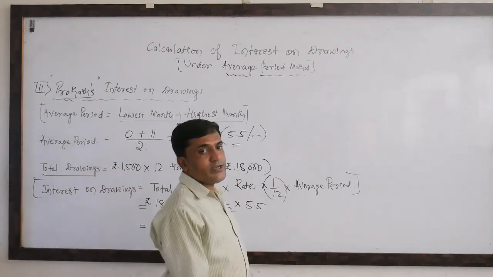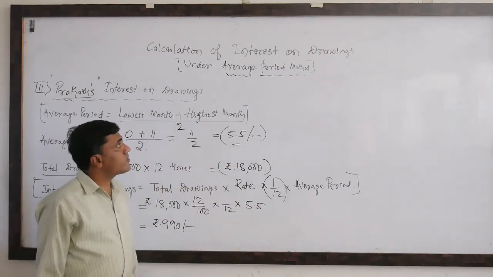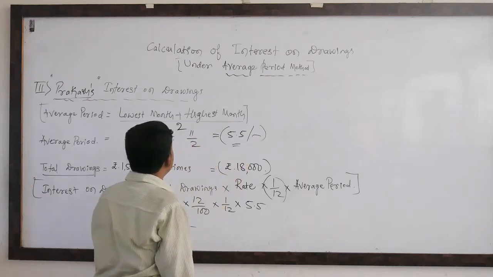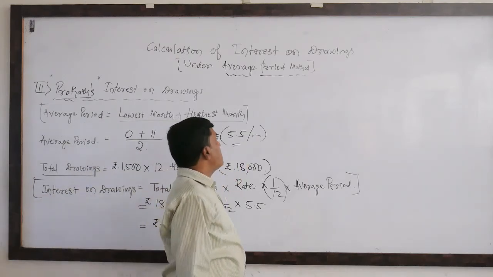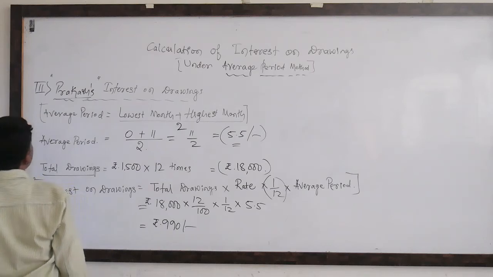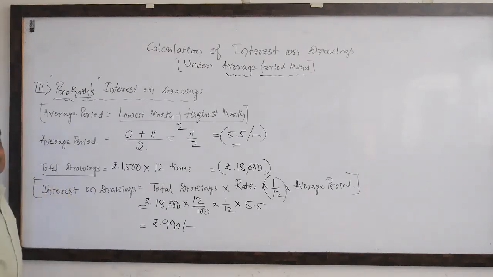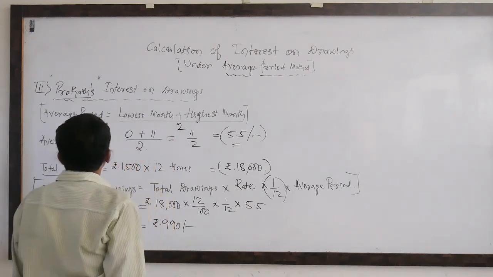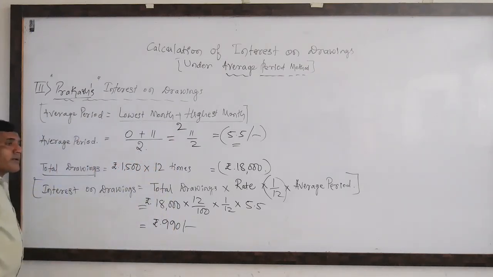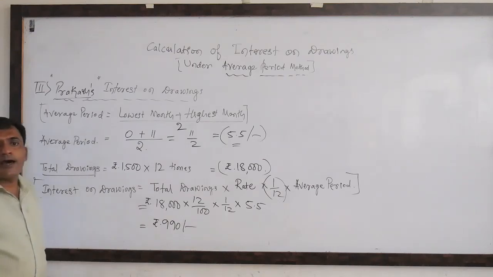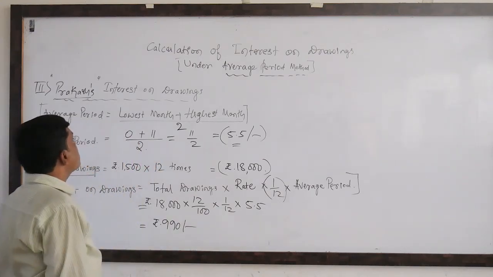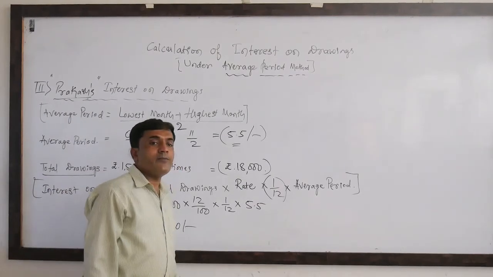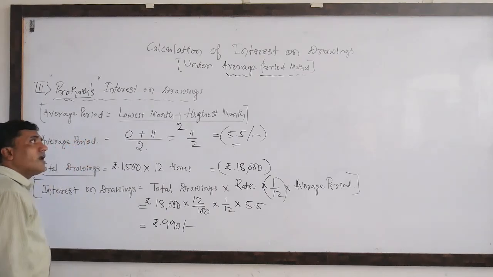Like this, dear students, we need to calculate the interest on drawings under average period method under different circumstances. During your examination, there will be a question where only one partner's interest on drawings needs to be ascertained. Here in this example, three different circumstances are provided, so this will not arise in your examination. So this is the way of presentation, the way of solving the problem of calculation of interest on drawings under average period method.